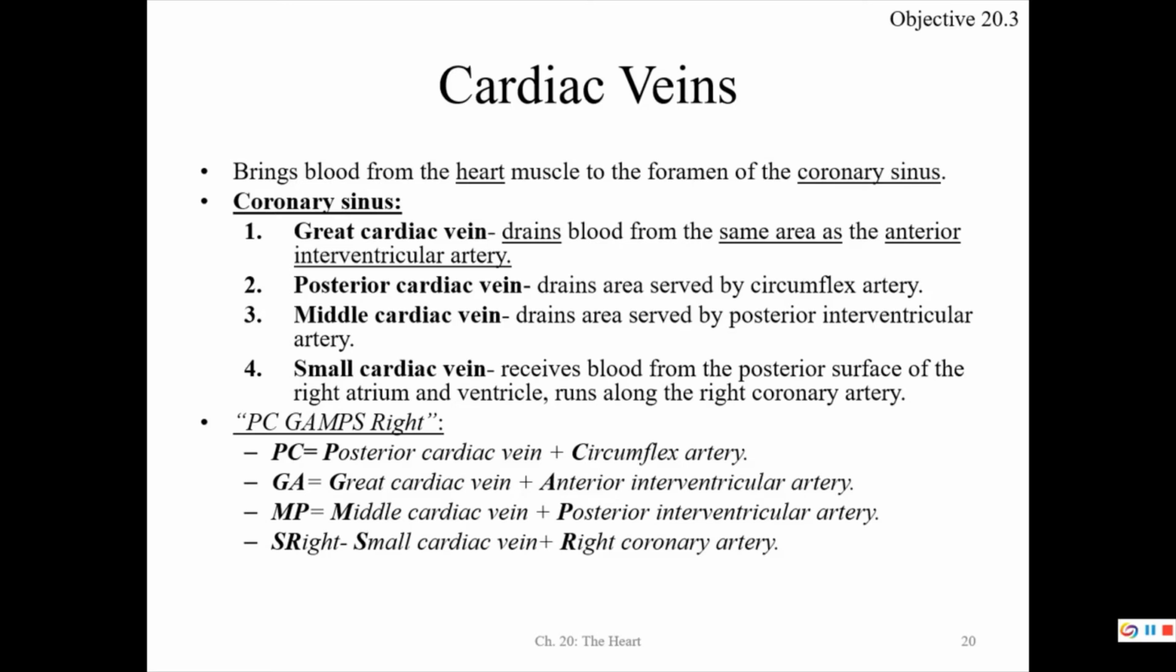Well, PC, posterior cardiac vein, goes with the circumflex artery. So anatomically, this will help you guys out in lab, because this is how I teach it in lab to help you find these things together. Great cardiac vein goes with the anterior interventricular artery. Middle cardiac vein goes with the posterior interventricular artery. And the SR, small cardiac vein, goes with the right coronary artery. PC GAMPs right. It's an easy way to remember some of these if you use mnemonics.